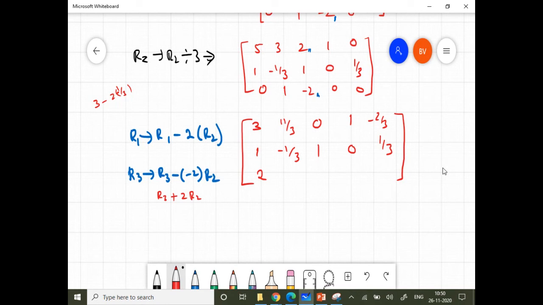1 plus 2 times minus 2 by 3. 1 minus 2 by 3 is 1 by 3. Minus 2 plus 2 times 1 will be 0. 0 plus 0. 0 plus 2 times 1 by 3 is 2 by 3. That's it. We got this row.